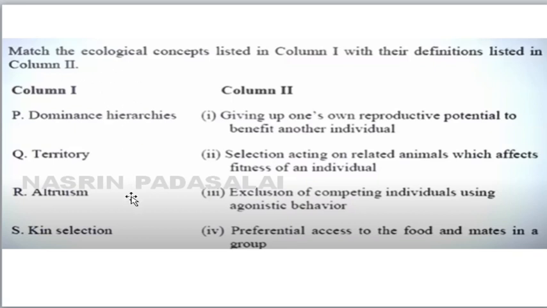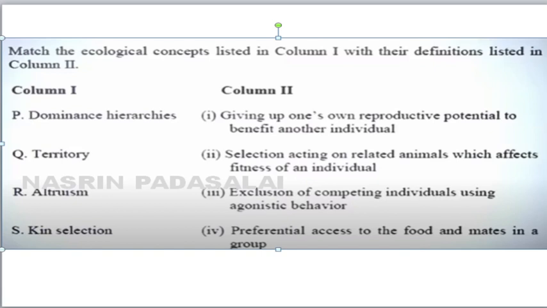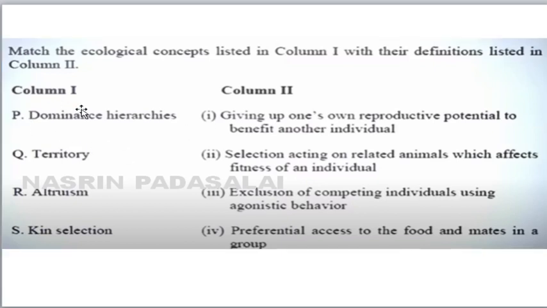Next is the question with respect to ecological concepts along with their definitions. These are CSA type questions, but CSIR is also involved in asking this type of question under the unit ecology. So let me give clarity. Dominance hierarchies are nothing but preferential access to food and mates in a group. Next is territory. Territory is nothing but exclusion of competing individuals using agonistic behavior. Each organism will have a territory, which is exclusion of competing species. And altruism is selection acting on related individuals, which involves giving up one's own reproductive potential for the benefit of other individuals.